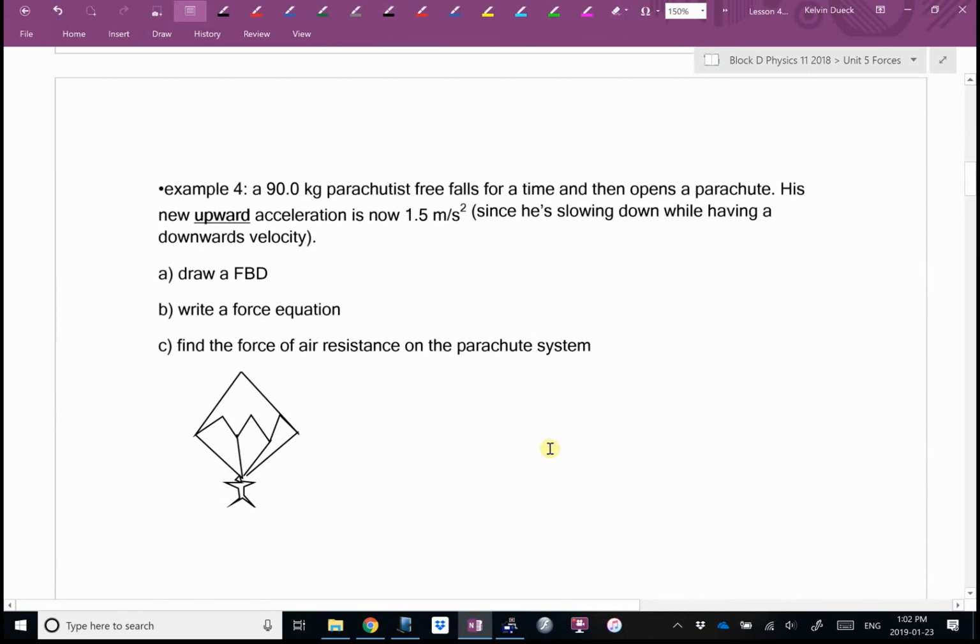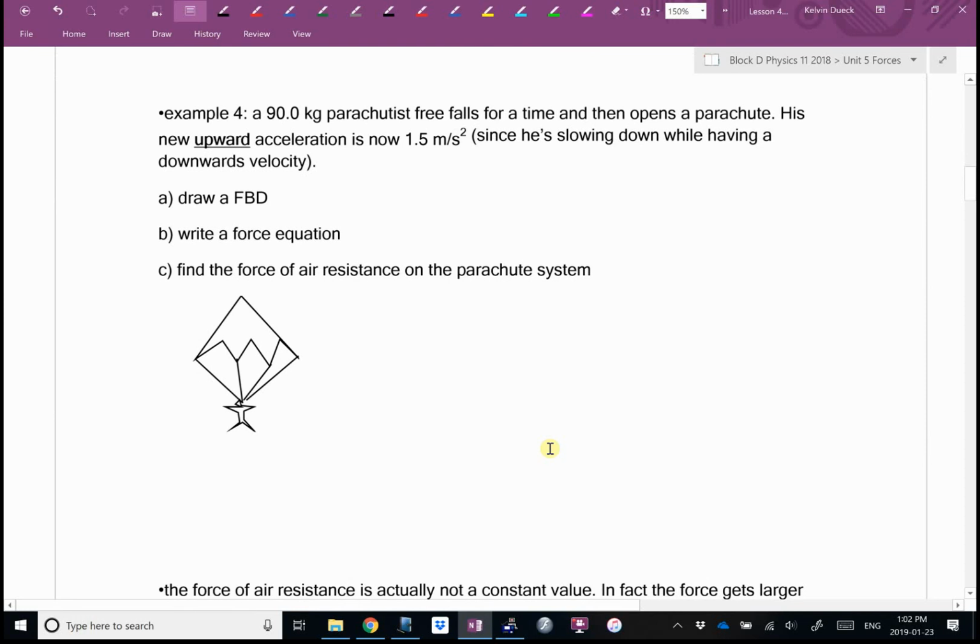So let's look at the parachuter. I think I like example 4. A parachutist free falls for a time. He jumps out of an airplane. Mentioned I jumped out of an airplane. And then opens a parachute. His new upward acceleration is now 1.5 meters per second squared because he's slowing down while having a downwards velocity. So he's slowing down while traveling down. That means he's accelerating up. Is that okay, Logan? Yeah.